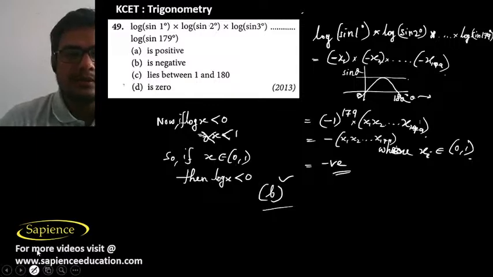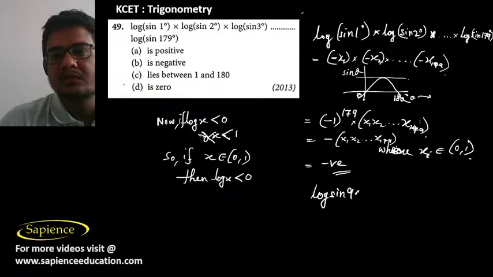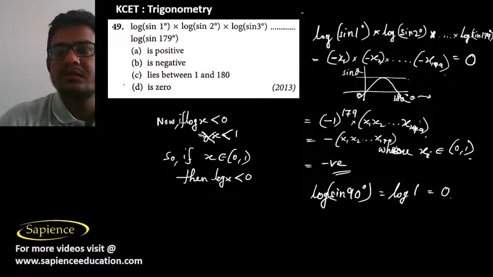Sorry, here actually this will be negative, but here log sine 90 also will come, that is log 1. Now log 1 will be 0, so 0 into something will become 0 only. So option D is the correct answer.